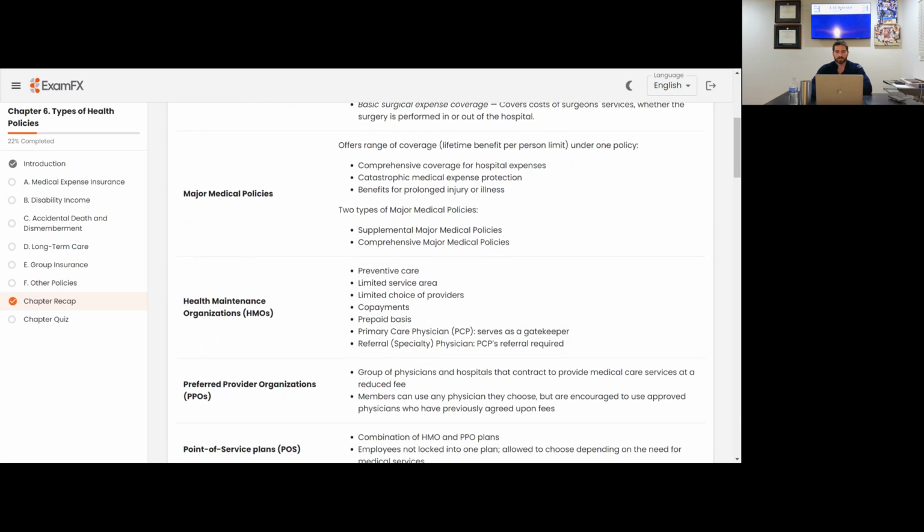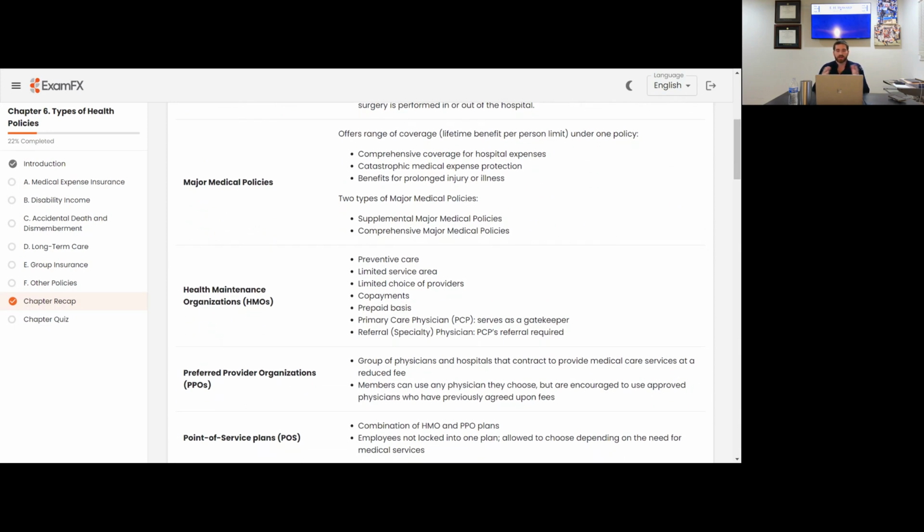Major medical policies. They offer a range of different types of coverage, with a lifetime benefit per person limit under one policy. So this is going to be comprehensive coverage for hospital expenses, catastrophic medical expense protection, and benefits for prolonged injury or illness. There are 2 types of major medical policies that you really need to know, which are supplemental major medical policies and comprehensive major medical policies. Obviously comprehensive is going to encompass a lot more. Supplemental is going to help with whatever the comprehensive medical policy does not cover.